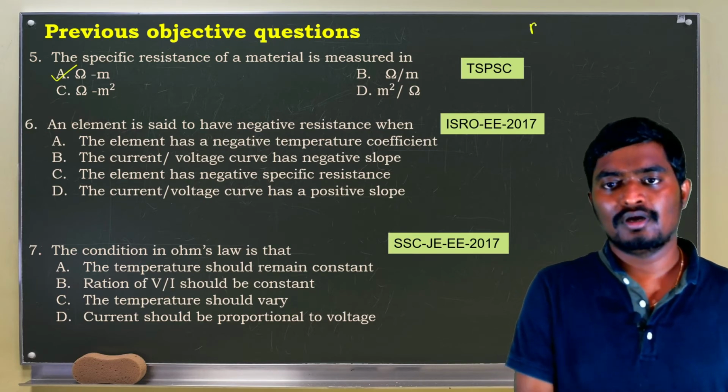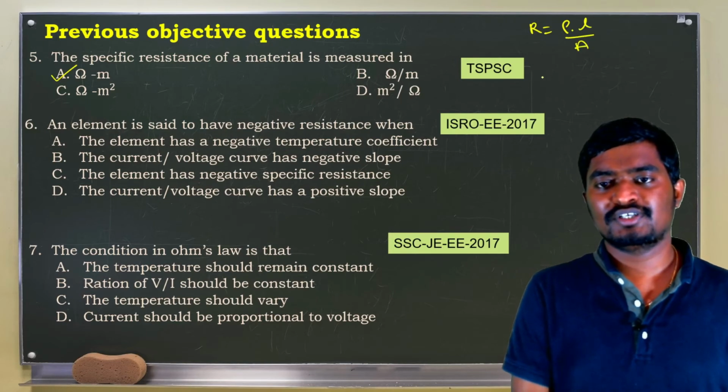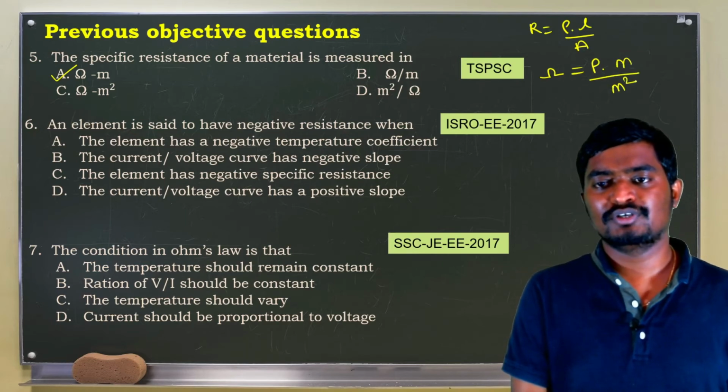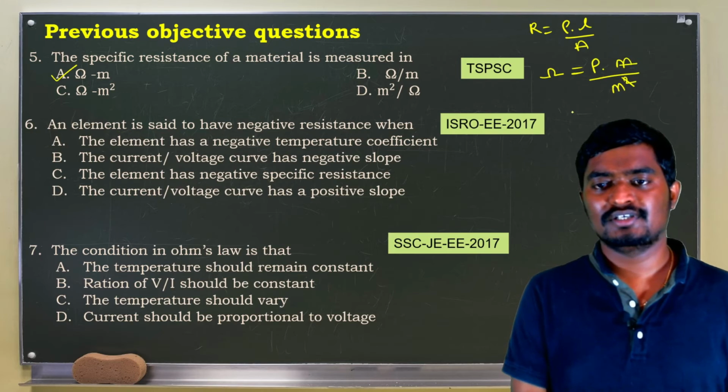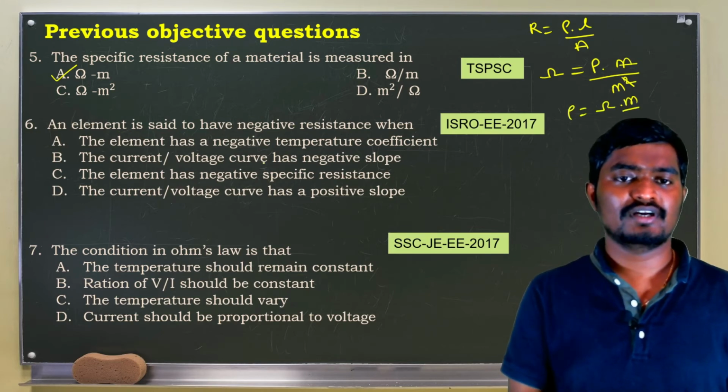Here we get R equal to rho into L divided by A. The unit for resistance is ohm, rho we have to calculate, length is meter, and the unit for area is meter square. One meter gets cancelled, so rho equal to ohm into meter. Option A is the correct option.